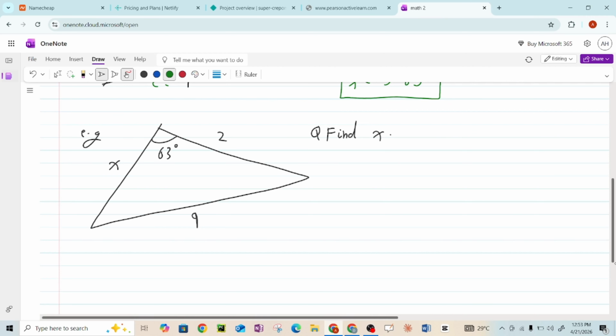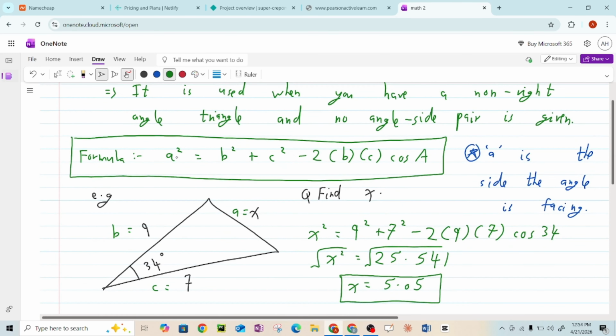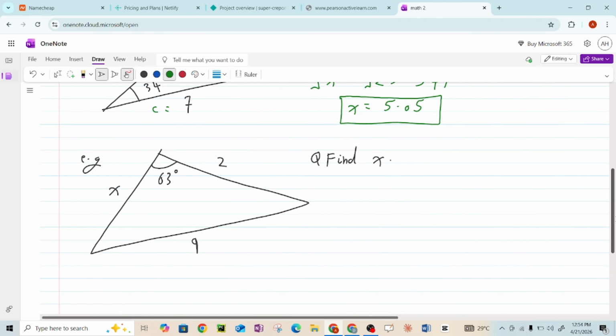Okay, let's look at this question. In this question, again, we cannot use Pythagoras, we cannot use our trigonometric ratios, we cannot use our sine rule. We will still have to use cosine, but again, x is not going to be the side that we do x squared equals b squared plus c squared. No, in this case, our a is 9 because that's the side that the angle is facing. So a is 9, b you can take as 2, and c is x.